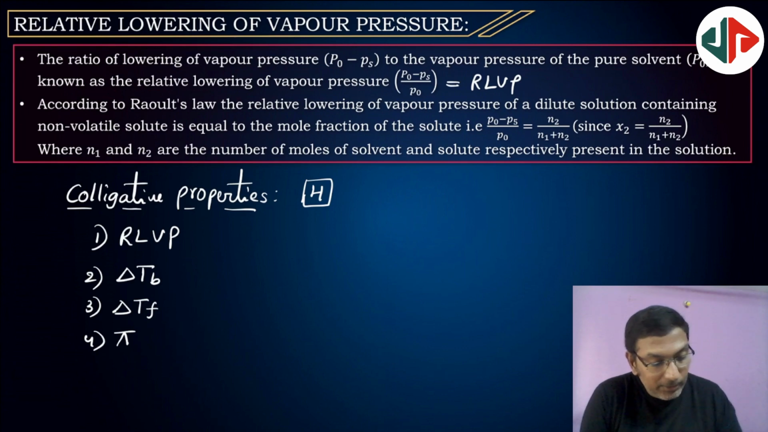Next, according to Raoult's law, the relative lowering of vapor pressure of dilute solution containing non-volatile solute is equal to mole fraction of solute. Here X2 is mole fraction of solute, where N1, N2 are number of moles of solvent and solute. So take 1 as solvent, 2 as solute.